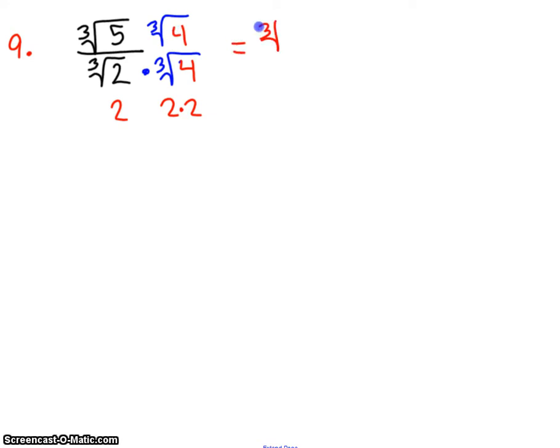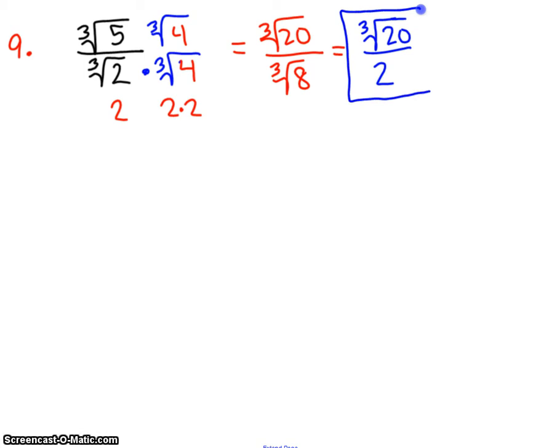And I get cube root of 20 in the numerator over cube root of 8. Cube root of 8 is 2, and cube root of 20, it doesn't simplify. You cannot divide 20 by 2 because 2 does not have a root. So this is your final answer.